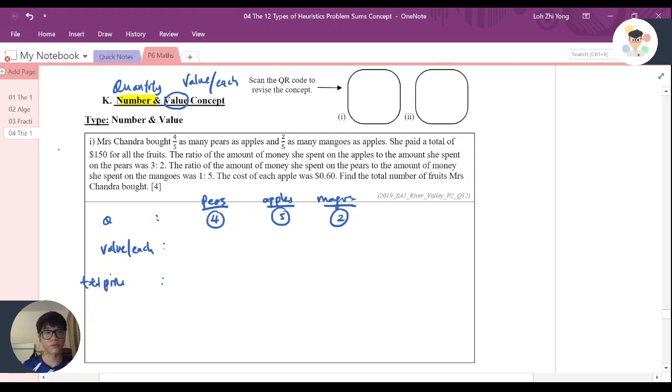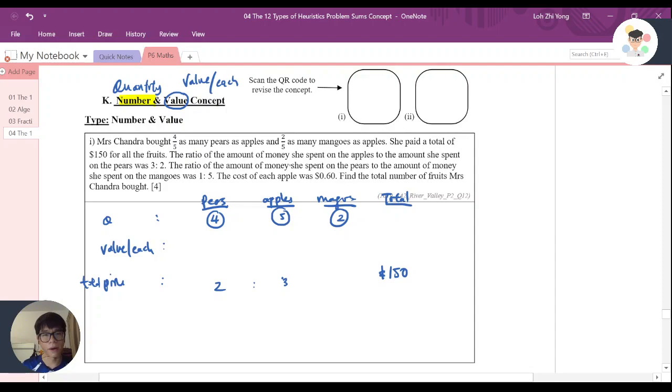And she paid a total of $150 for all the fruits. It means that I don't know the value, but I know that after I multiply by the value, I get the total price. And the total price here is supposed to be $150. Okay? Now, the ratio of the amount of money she spent on the apples to the amount of money she spent on the pears was 3 to 2. So here is 3, here is 2.